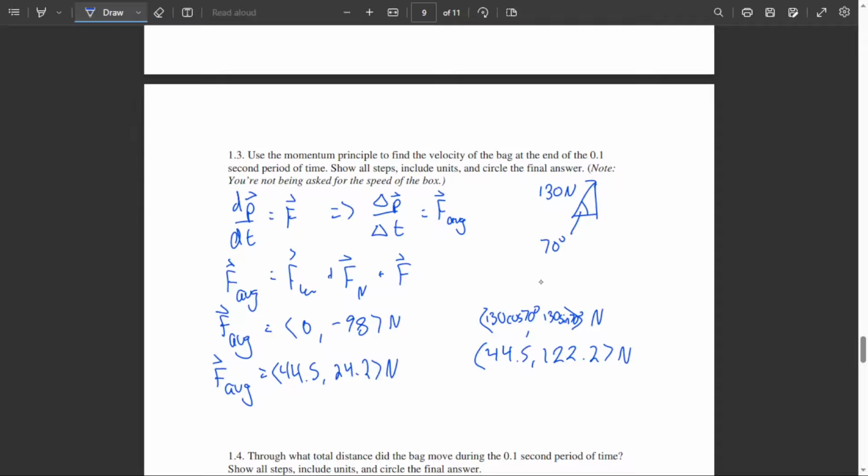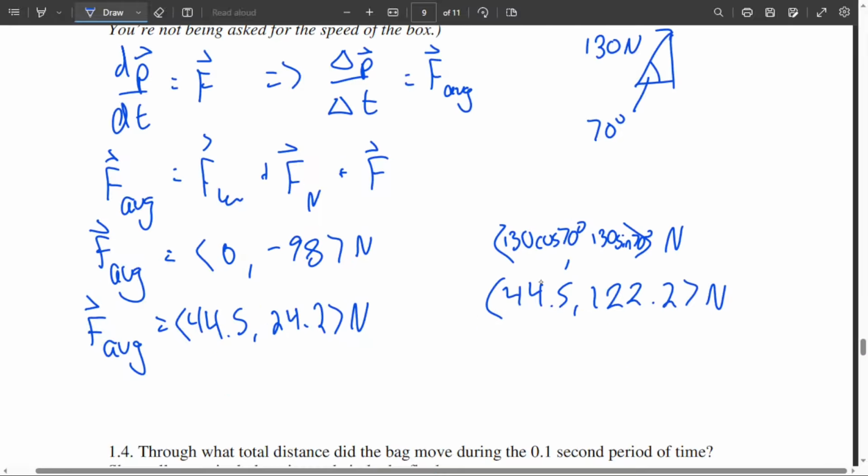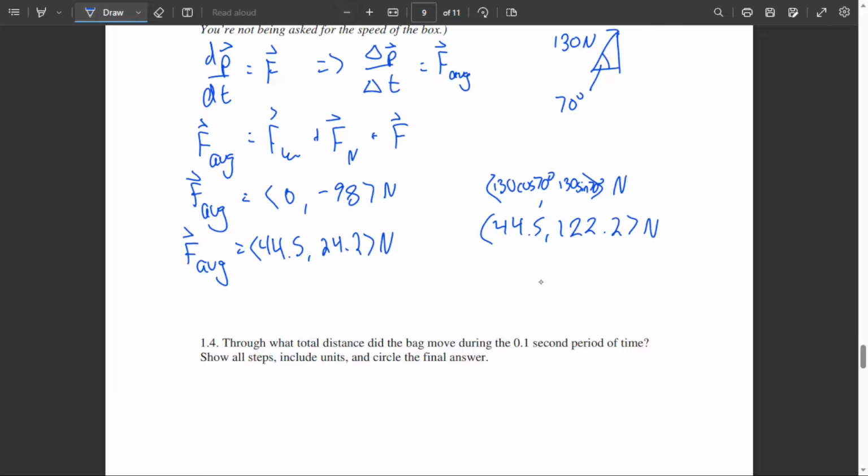And then we just have to multiply this by our change in time, and that'll give us the change in momentum. If we divide the change in momentum by the mass of the bag, that'll give us the change in velocity. And since the initial velocity is 0, the change in velocity is the final velocity. So let's do that. Change in momentum is equal to the force times change in time. Multiply everything by 0.1, 4.45, 2.42.